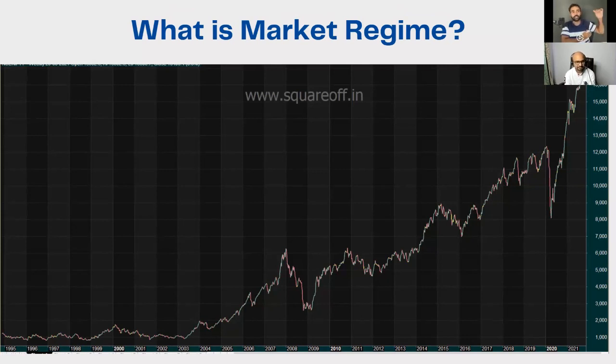We know the market gets into different phases, but ultimately it is going to go up in the long run. But in order to go from destination A to B, how does this movement happen? Is it going to be a smooth ride or a bumpy ride? These different periods the market goes through, different kinds of waves, is what you call market regime.